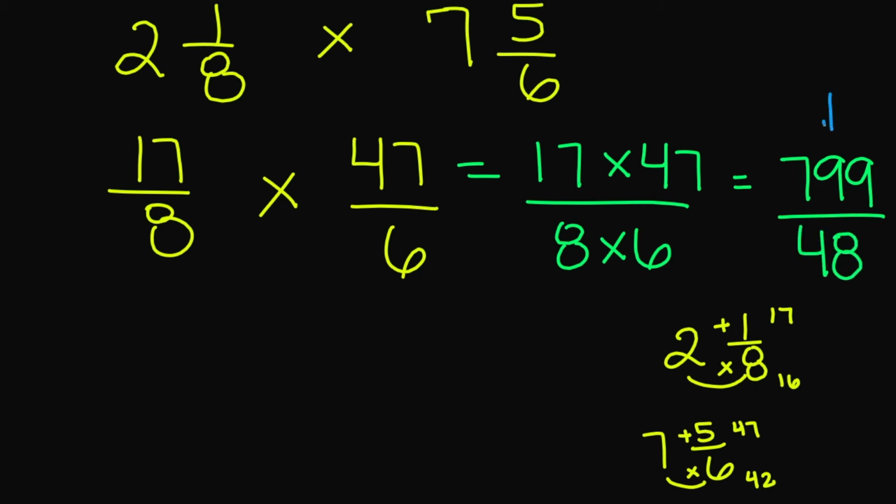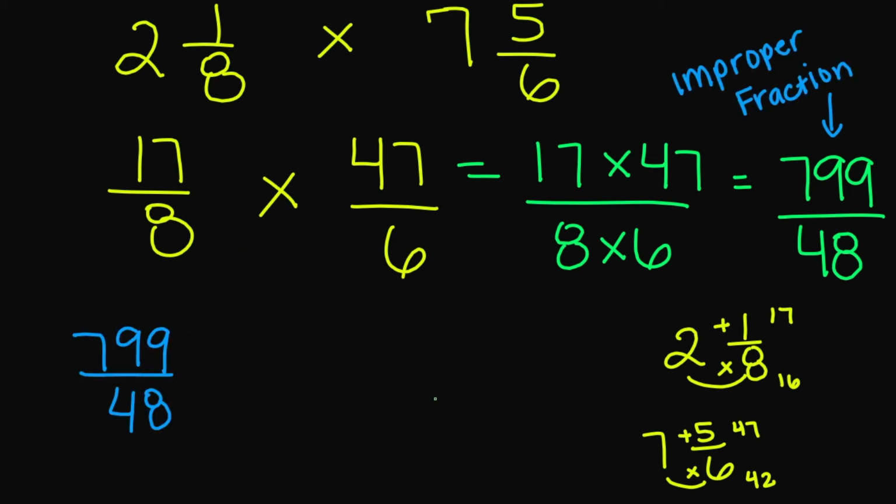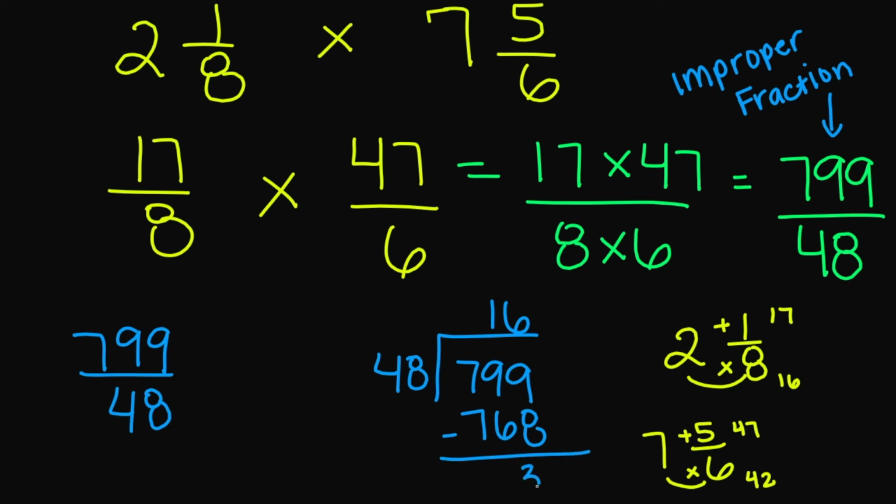Now, we know this is a large number, so we do need to turn this into a mixed number. We have my 799 on the inside and 48 on the outside. 48 goes into 799 16 times. 48 times 16 is going to be 768. 799 minus 768 is going to equal 31. So your mixed number is going to be 16 and 31 over 48. And this is your final answer.